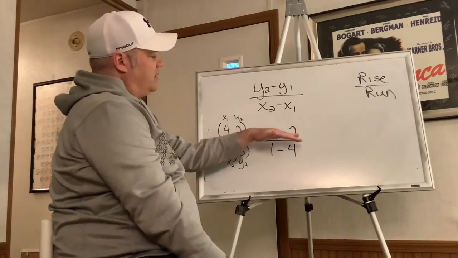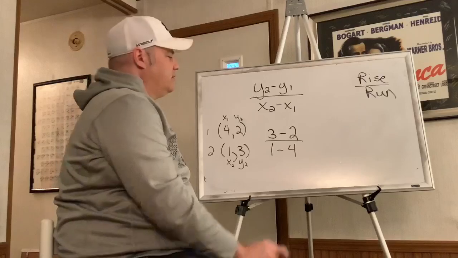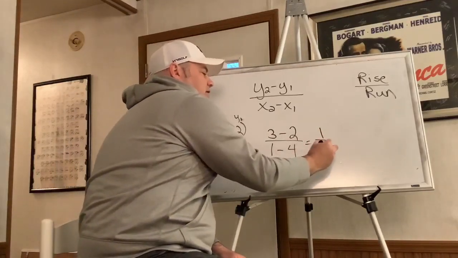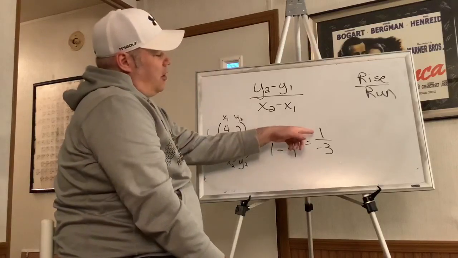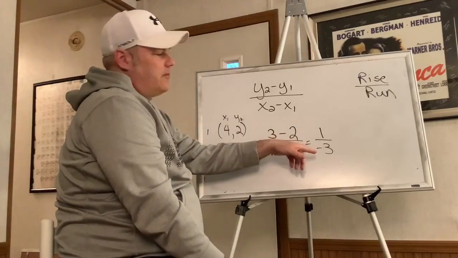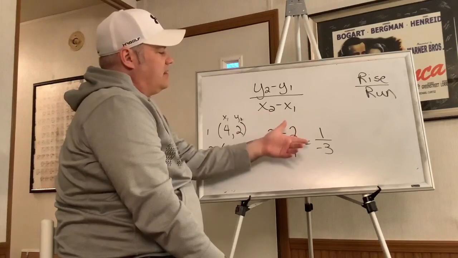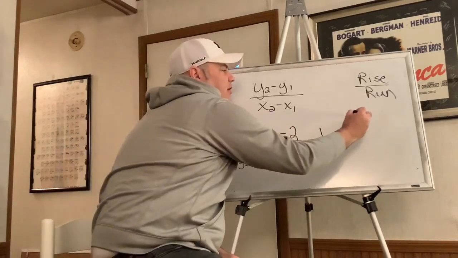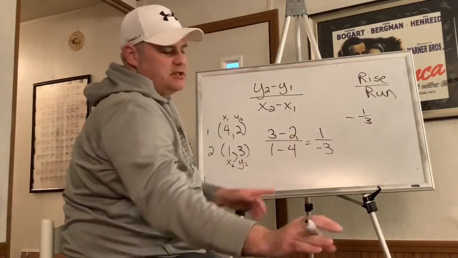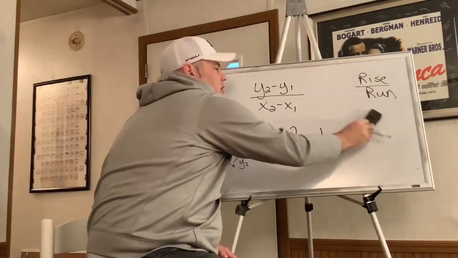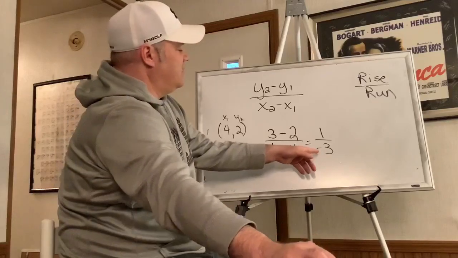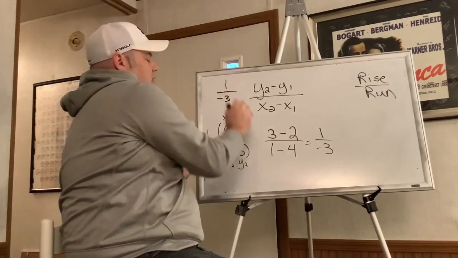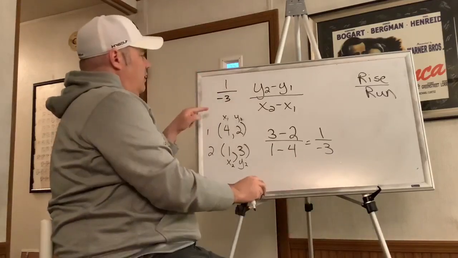Okay, so now my problem becomes 3 minus 2 over 1 minus 4. So 3 minus 2 is 1. 1 minus 4 is negative 3. That means my slope is 1 over negative 3. Now, because one of them's negative and one of them's positive, we can make the whole thing a negative 1/3. That's fine. But just to keep it straight of what we're looking at here, let's keep the negative with that and then do it with a graph and see if we come out with the same thing. So we've got 1 over negative 3.